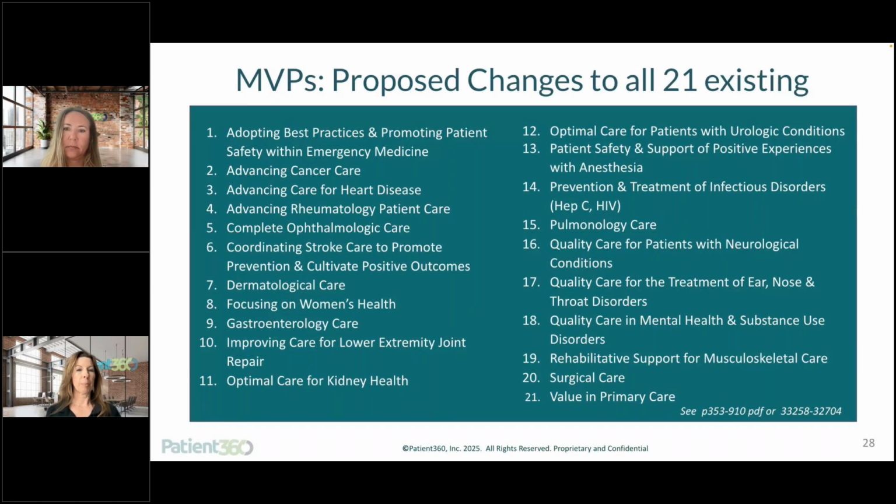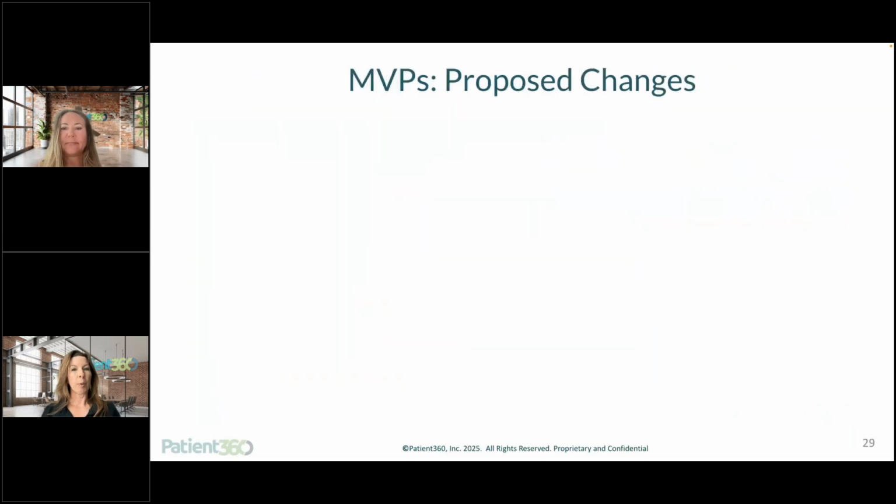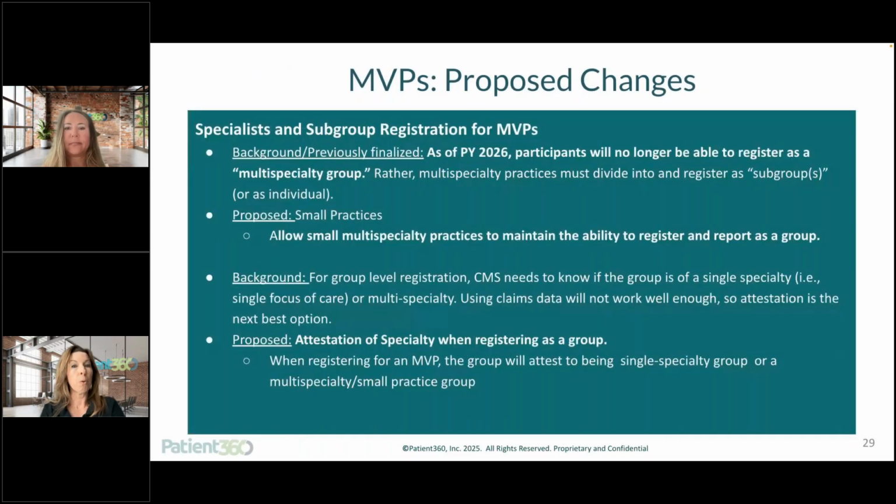Look for the MVPs that pertain to your specialty area, such as number 19, the rehabilitative support for musculoskeletal care. We know that applies to a lot of our clients. And I'll have an MVP table in just a couple of slides so you can see what it looks like. But before we do that, we want to talk about proposed changes for specialists and subgroup registration.